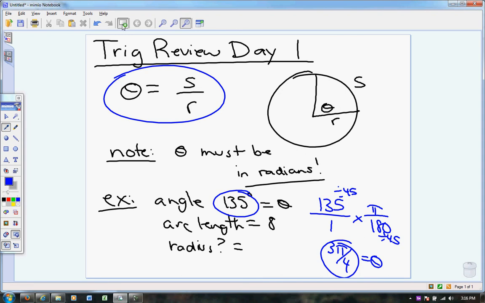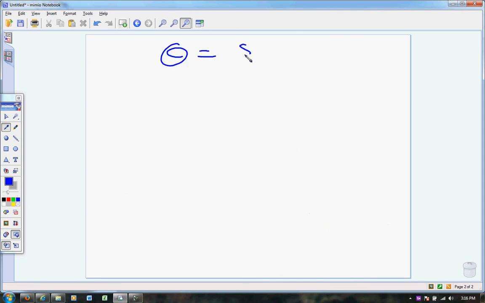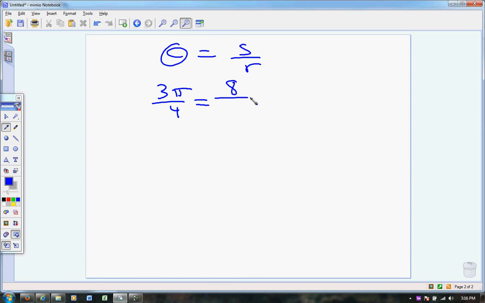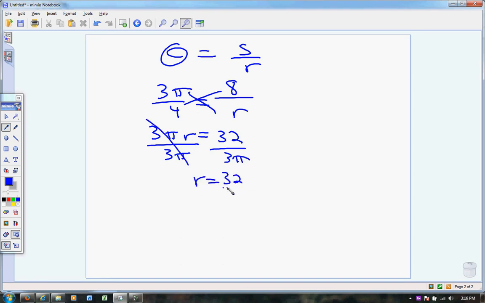Now I'm ready to use this formula, theta equals S over R. My theta is 3 pi over 4. They gave me the arc length to be 8. And then I just solve for R, which you can do by cross multiplying. 3 pi R equals 32. Divide both sides by 3 pi. And there's your radius, 32 divided by 3 pi. So you're going to have some problems like that.